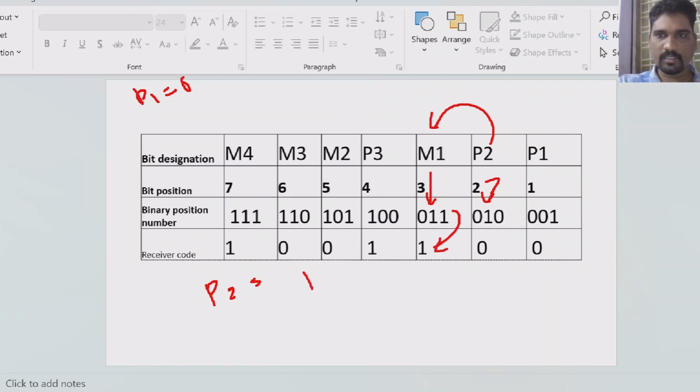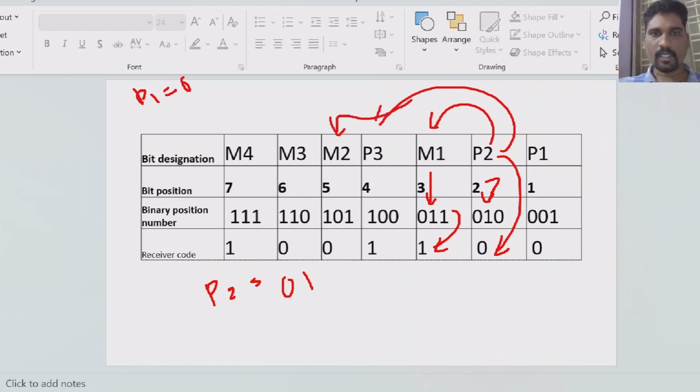Before doing this, the P2 value is an already known value, so that also we need to write in the receiver section. Once that is completed, compare P2 with the next message bit value, M2. Do we have 1 in the second location? No, which means it is not matching with this one.